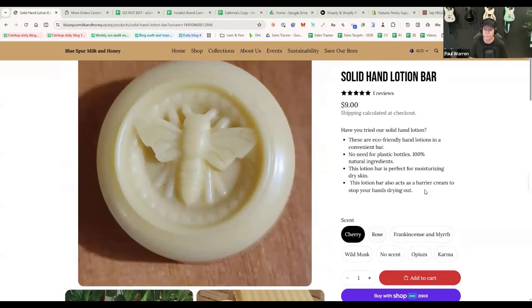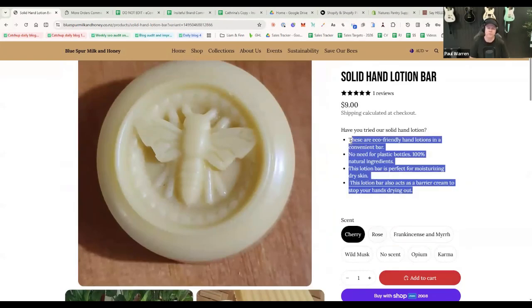These things are called meta-field benefits. However, meta-field benefits need to be used to handle objections from people, right? So typically people will go, okay, so it's a solid hand lotion bar. They've got one review, $9. Shipping's calculated at checkout. I don't like that. Have you tried this? Obviously I haven't tried it, right? So typically they'd be asking, what are the four things that people are thinking about right now that's going to stop them from buying?